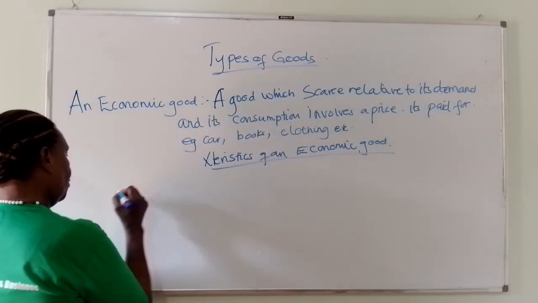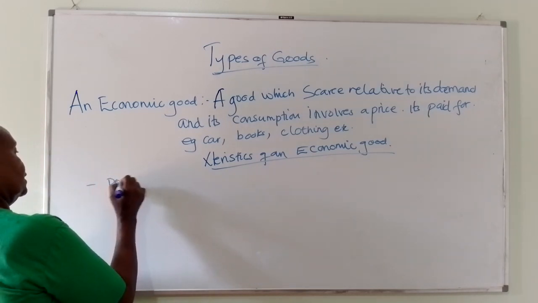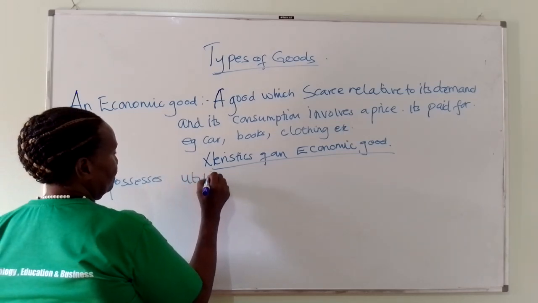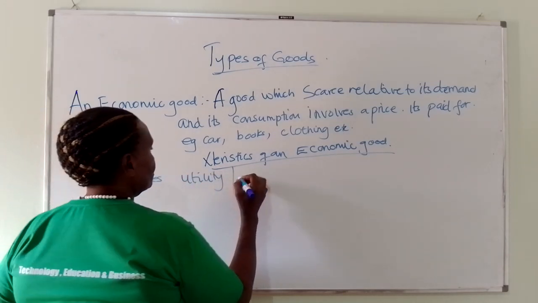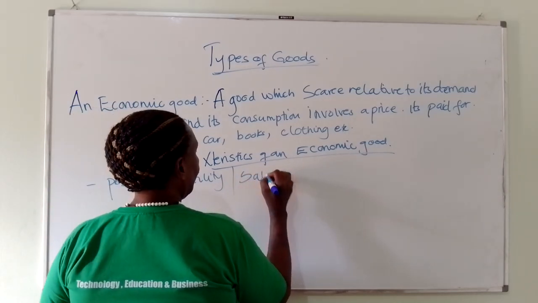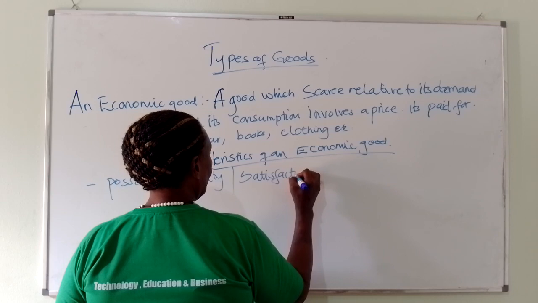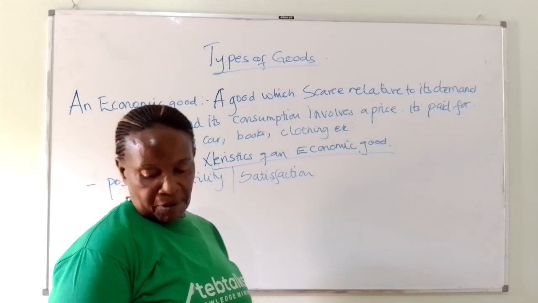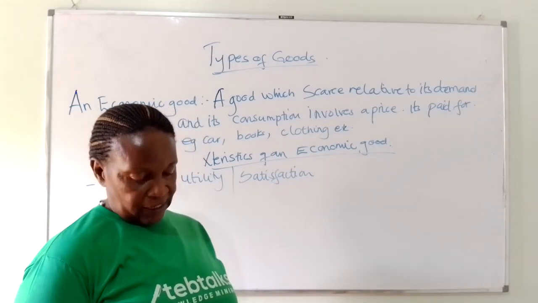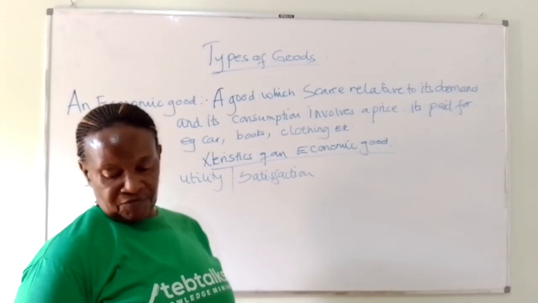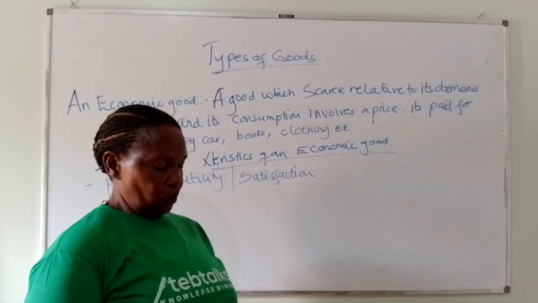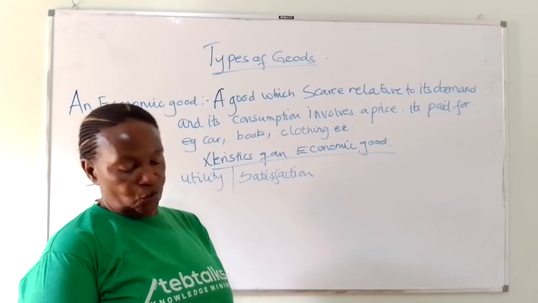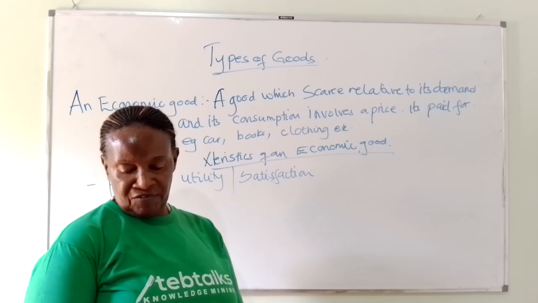First of all, every good possesses utility or satisfaction. Meaning that an economic good, when you buy it purposely, it is to give you a certain level of satisfaction or a certain level of utility. So we don't buy goods just for the sake of admiring them, but we buy goods for that contentment we derive out of them.